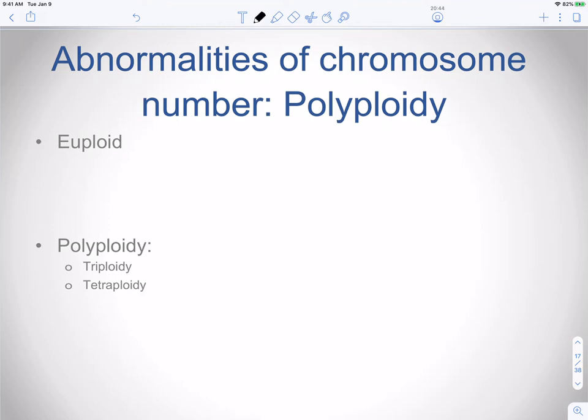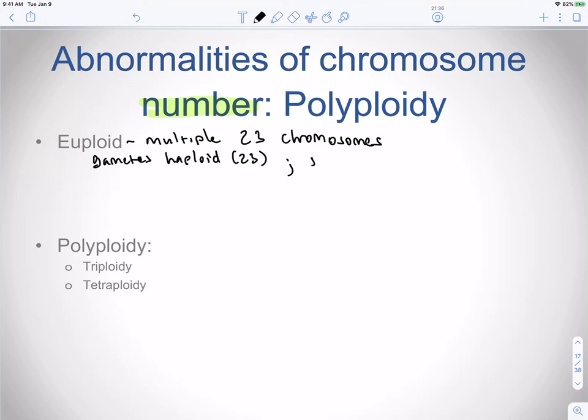All right, so let's start talking about the difference in chromosome numbers as well as their different abnormalities. So we have abnormalities of chromosome number, and so this is referred to as polyploidy. So we have euploid. A euploid cell contains a multiple of 23 chromosomes. Okay, so a normal euploid would be 46 chromosomes. Haploid cells or gametes are going to be 23, and our somatic cells are going to be diploid, so they're going to be 46, right?